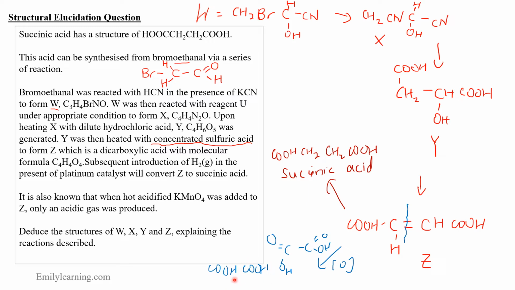So most carboxylic acids are very stable to oxidation with KMnO4. There are some exceptions. One of them is methanoic acid, and the other one is ethanedioic acid. So in the presence of acidified KMnO4 and heat, ethanedioic acid will be further converted to CO2 and H2O. Therefore, at the end of the day, when we do an oxidation on this compound Z, we will get carbon dioxide and water. So the acidic gas that is produced and mentioned here is actually carbon dioxide.